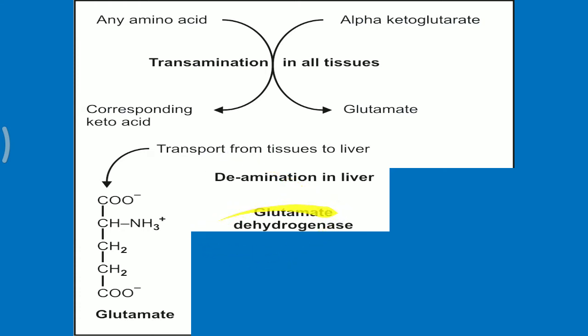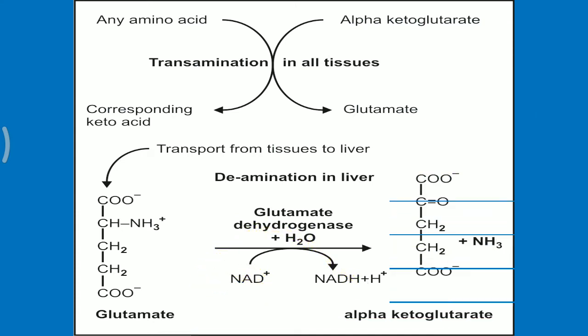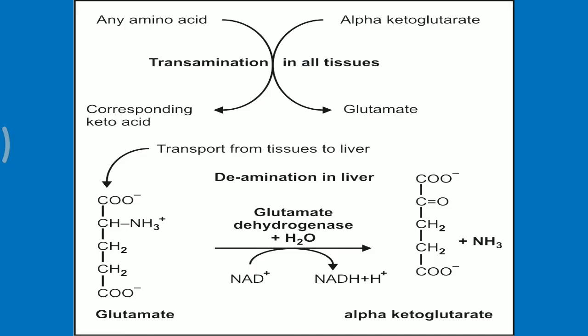For that, the enzyme glutamate dehydrogenase is needed, and for this reaction NAD plus is utilized. So NAD plus is converted into NADH, and the glutamate dehydrogenase enzyme will convert this glutamate into alpha ketoglutarate, and an ammonia molecule is generated. So that is one important reaction where ammonia is generated in the body.